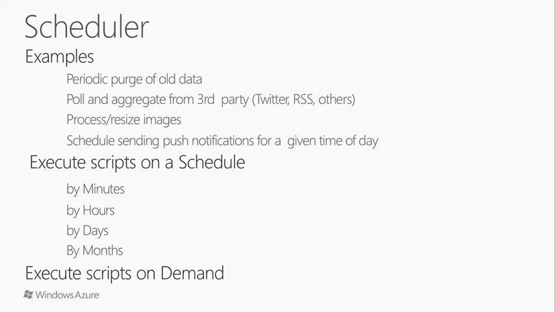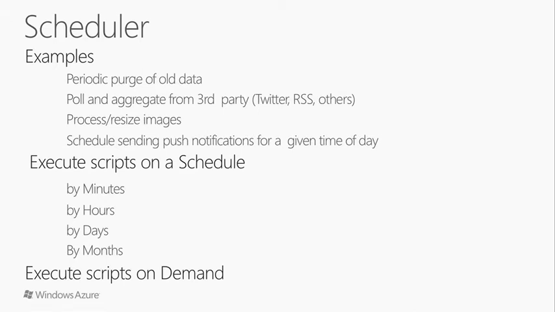So some examples of where you'd use this is perhaps purging old data. So if you had channels that are expired, you may run a job that executes every day or every couple days that goes through your channels table and deletes anything where the expiry is less than now. You may poll and aggregate third-party feeds from Twitter, RSS feeds, or blogs, newsreaders, those types of applications. That's a good fit for this.